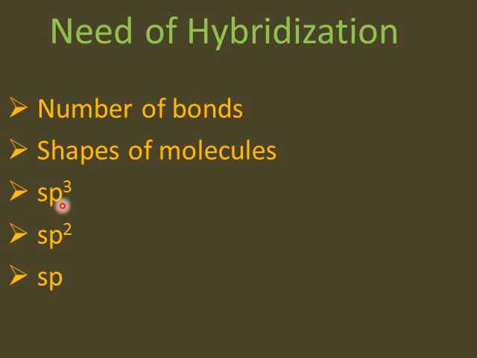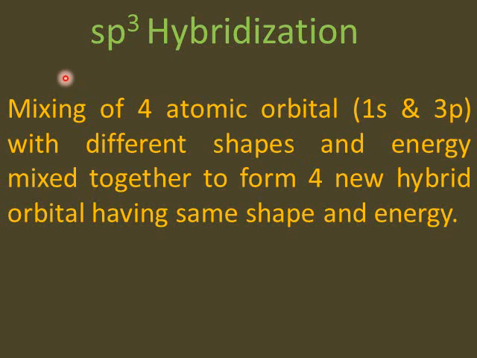Now we will do sp3 hybridization, sp2 hybridization and sp hybridization. And at the end, I will tell you some tricks by which you can easily understand hybridization in any compound. In carbon, sp3 hybridization takes place. Like in methane, there is mixing of 4 atomic orbitals, 1 s and 3 p, with different shapes and energy, and when they mix together, they form 4 new hybrid orbitals having the same shape and energy.